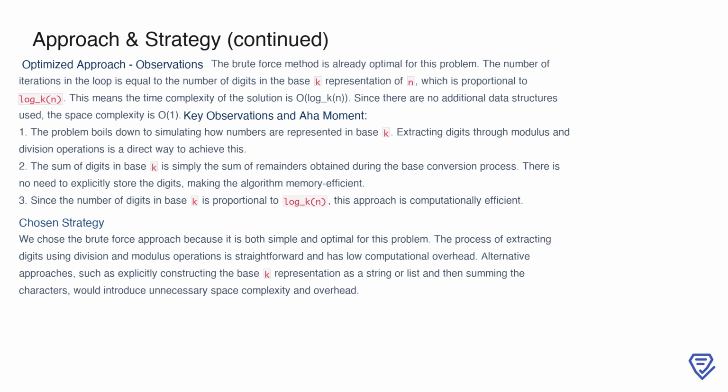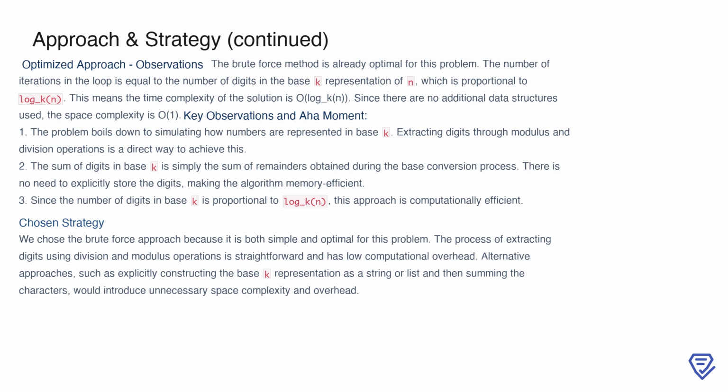First, the core of the problem revolves around simulating how numbers are represented in base k. Using modulus and division operations is a direct and efficient way to extract these digits. Second, the sum of digits in base k is simply the sum of the remainders obtained during this process, meaning we don't need to explicitly store or construct the base k representation. This makes the algorithm not only computationally efficient but also memory efficient. Given these observations, the brute force method is the ideal strategy. It balances simplicity and efficiency, avoiding unnecessary overhead introduced by alternative methods like constructing strings or lists to represent the digits.